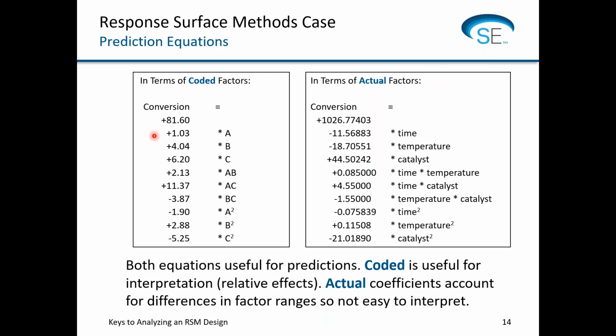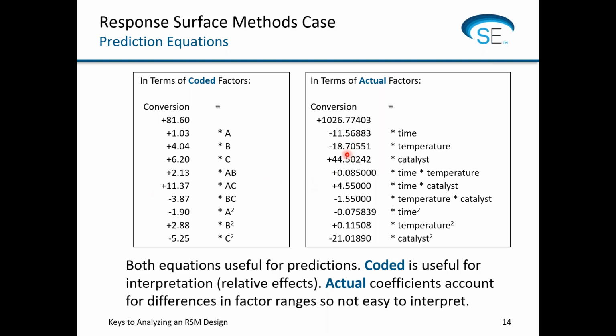The coded equation is great for interpretation because you can see the relative effects of any of the terms. So I can see that my AC interaction actually contributes the most. That's a really, really strong interaction. Some of the main effects look smaller, but they're also crucially important because they're in these interactions. So in a response surface design, you have to take all of these terms into play in order to understand the overall significance of things.